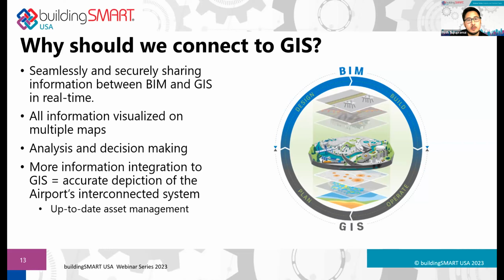So why are we pushing BIM into GIS? So we can have real-time data, and we can visualize this data on multiple maps. It's going to help us analyze and provide decision-making processes. And the more information we integrate into GIS, the more accurate a depiction of the airport's interconnected system we will have.